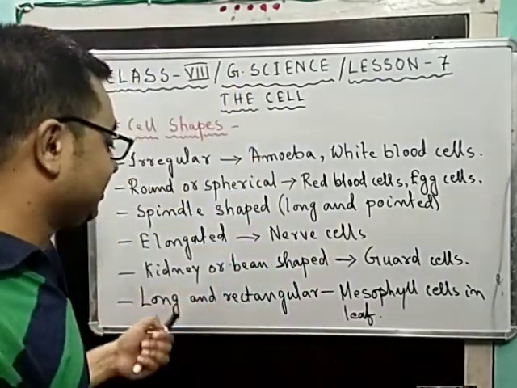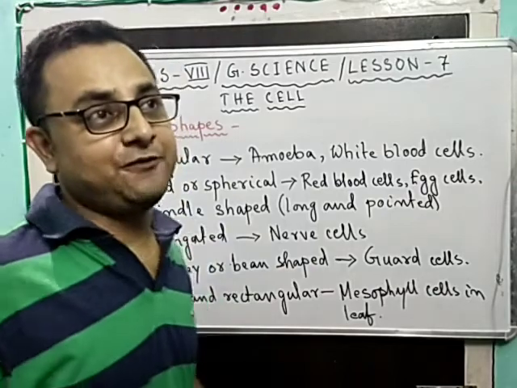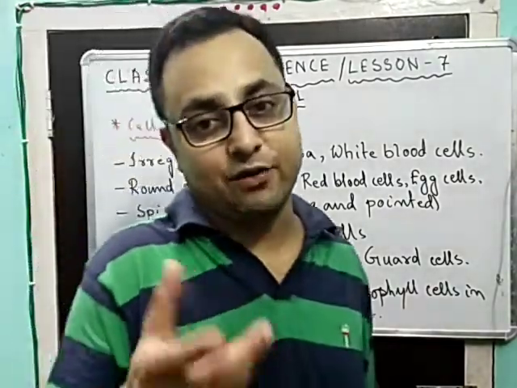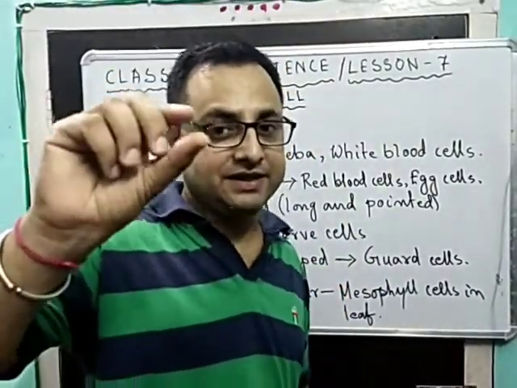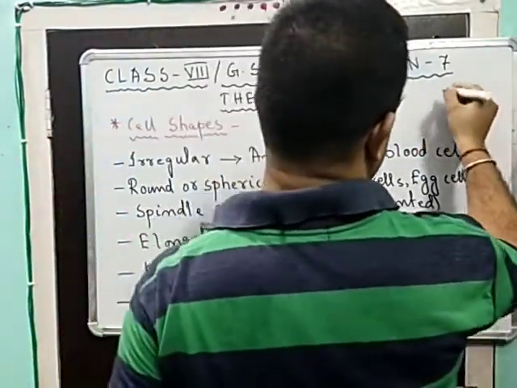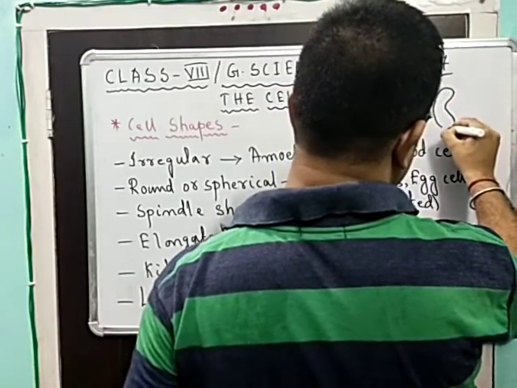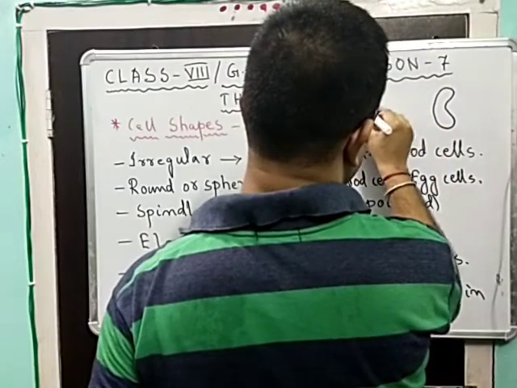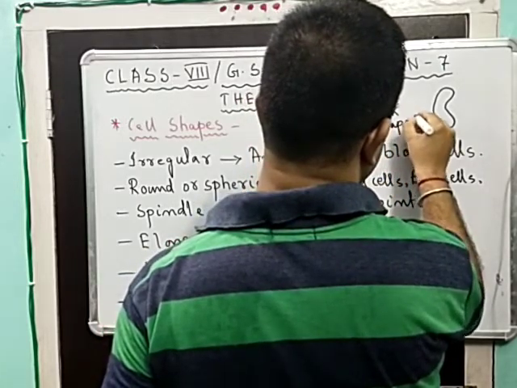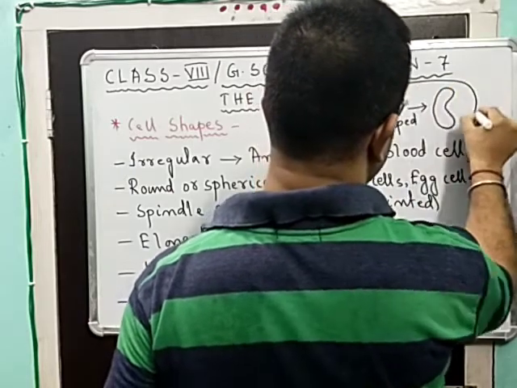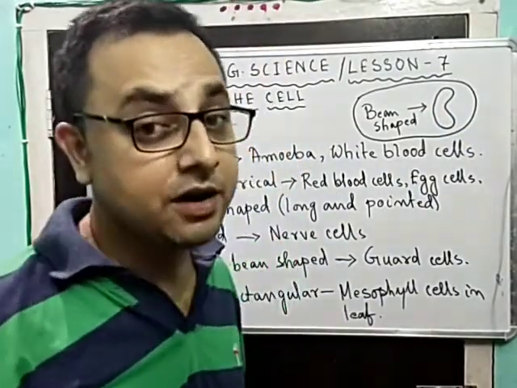Coming next is the kidney or bean shape. It doesn't mean that this type of cell is present in the kidney. If you look at the structure of a kidney, it looks like a bean shape. Have you seen a bean? Inside the bean, the seedlings appear in this way. This is called bean shaped or kidney shaped.